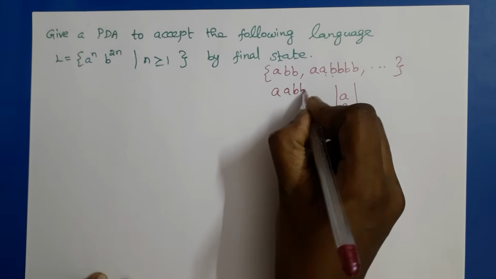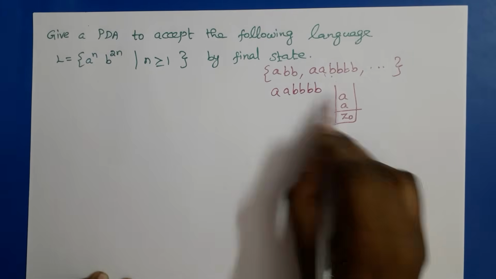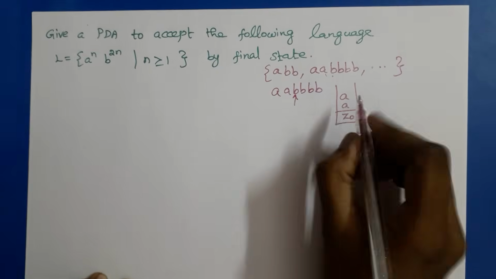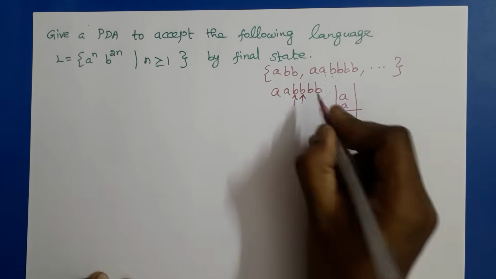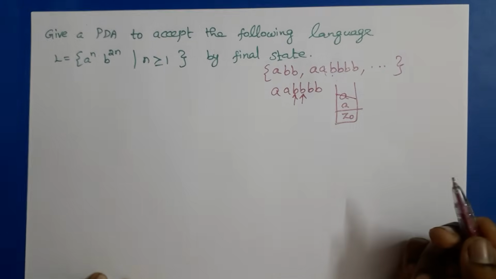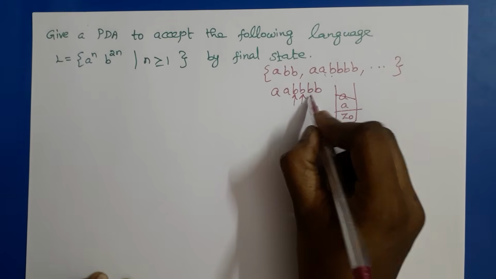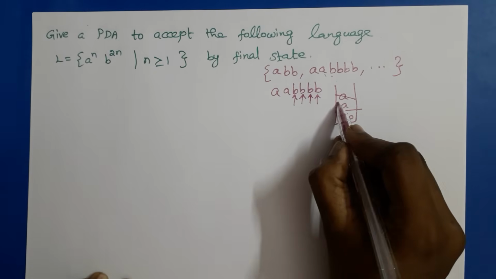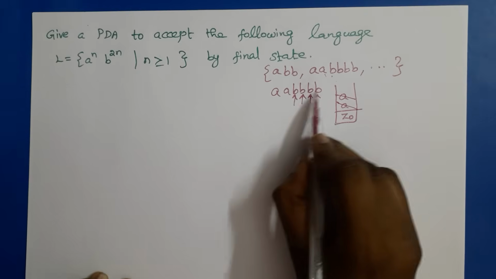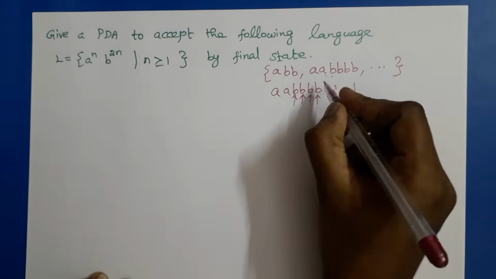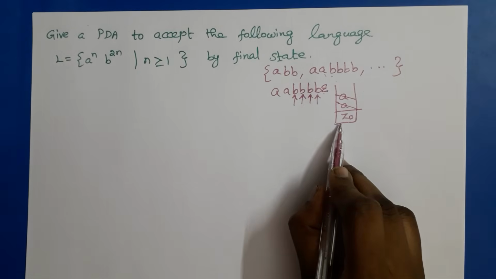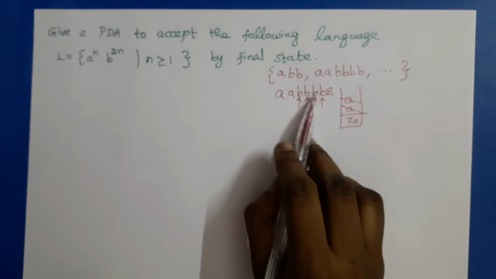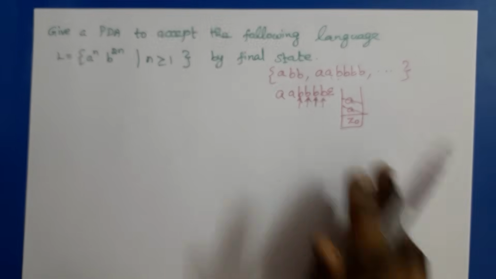So for a, a, b, b, b, b, 2 a's are pushed onto the stack. Then for the first b, no change in the stack should be performed. For the second b, we have to pop 1 a. Then for the next b, no change operation. Then for the last b, we have to perform the pop operation. So now the input string is fully consumed. For epsilon, if the top of the stack is Z0, then we can conclude that the input string has n number of a's followed by 2n number of b's.